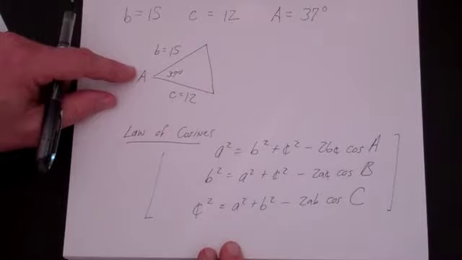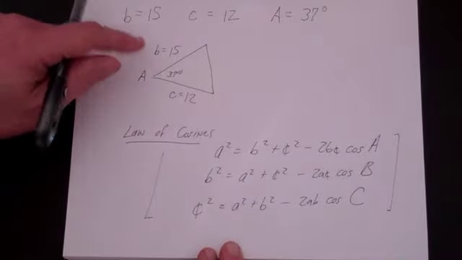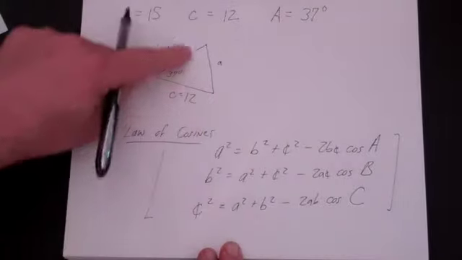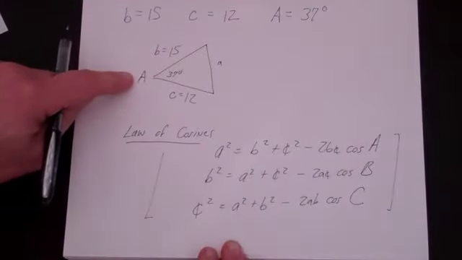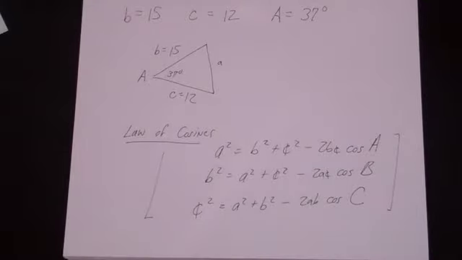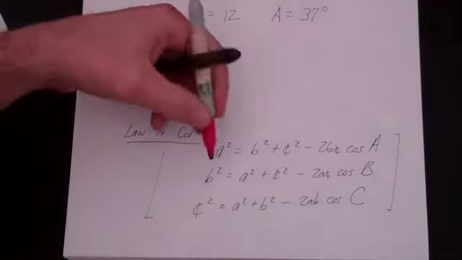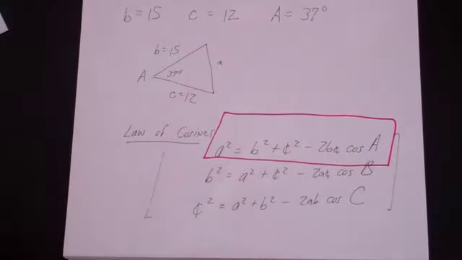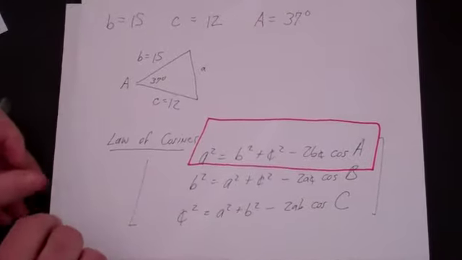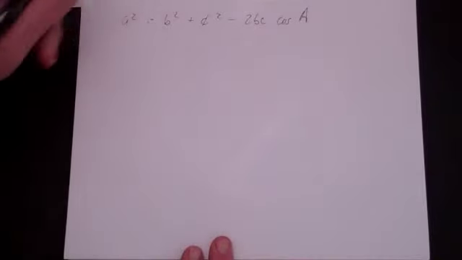In this particular case, if we need to solve for, say, side A here, we look at these three and figure out which formula works the best. Since we're given the angle A, large A, it makes sense to use the formula with that angle in it. So I'm going to use this one right here, and then let's step through a problem. So you have A squared is equal to B squared plus C squared minus 2BC cosine A. Let's plug in everything we know.